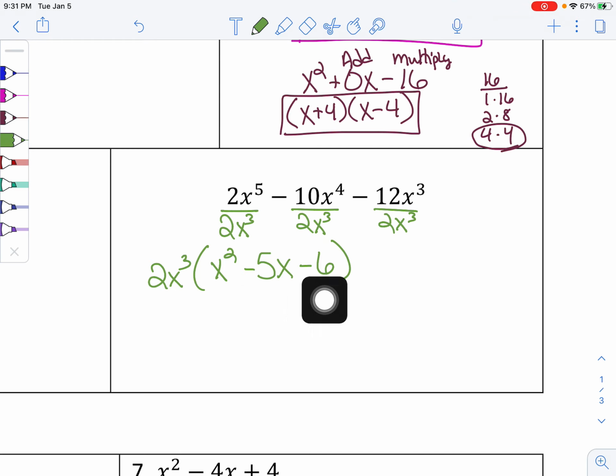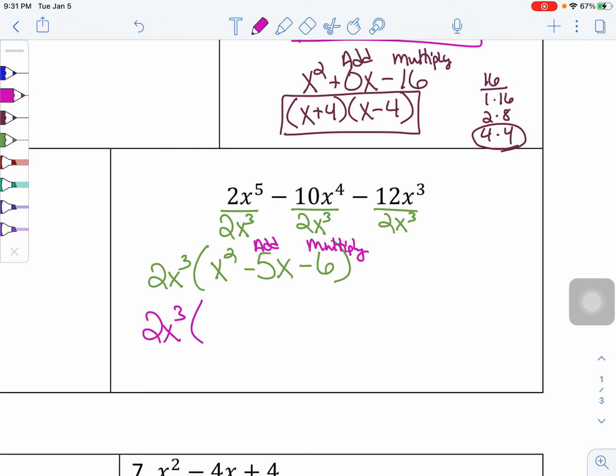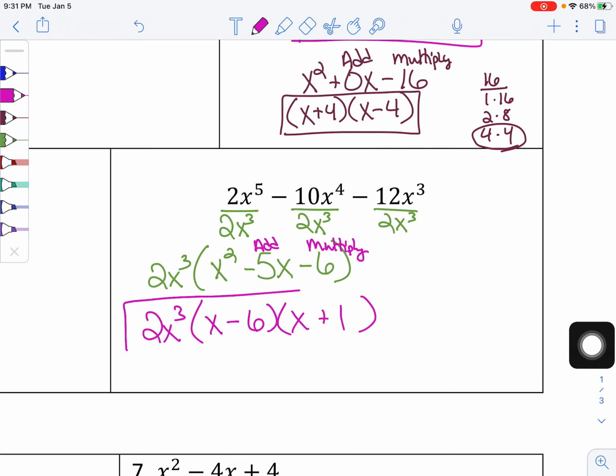But now I want to look and see, can I factor this interior part more? And I want to look at the exact same thing I've been doing. So can I multiply to negative 6 and add up to negative 5? And the answer is yes. I need to be careful though. All right, so my x squared is going to split, and I'm going to do -6 plus 1. So -6 times 1 is -6. -6 plus 1 is -5. And that is my completely factored form for that problem.